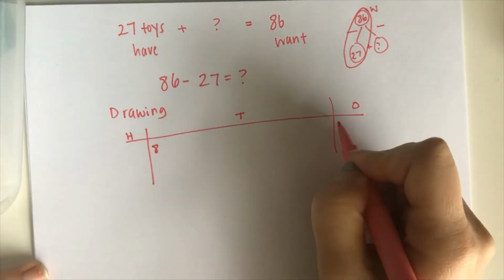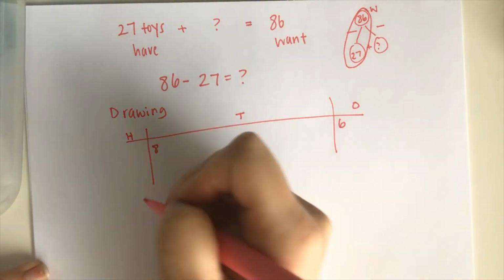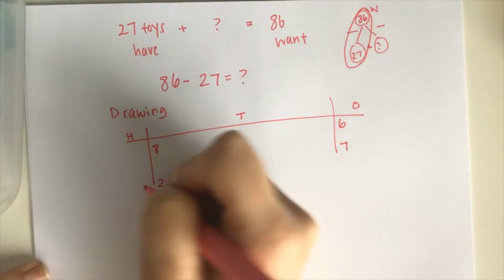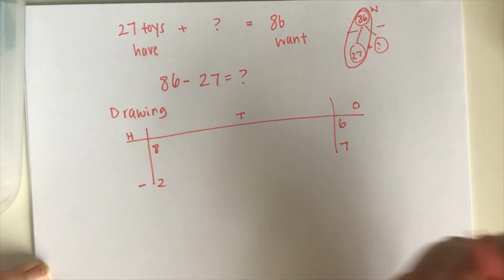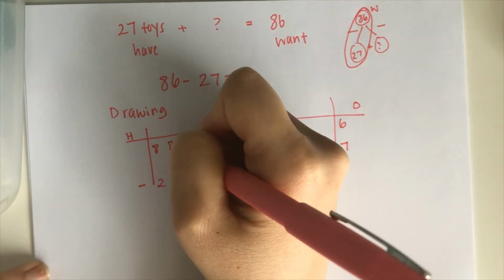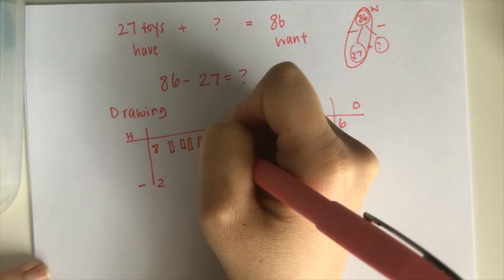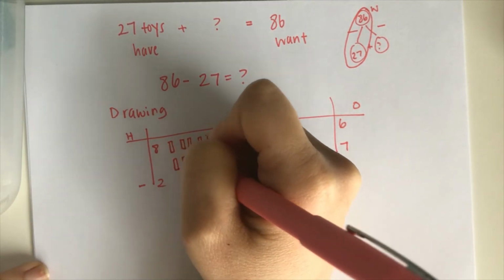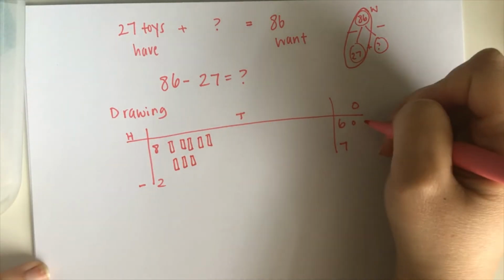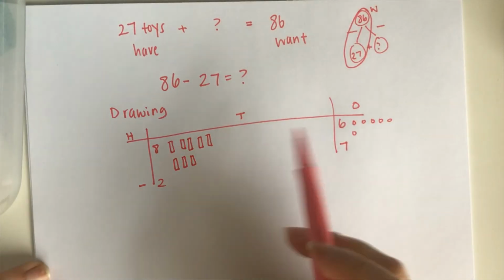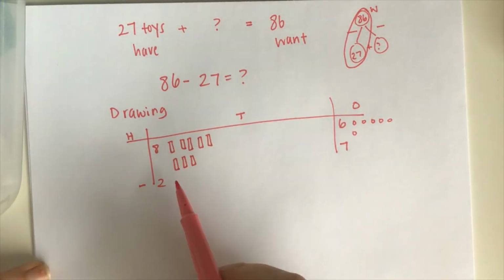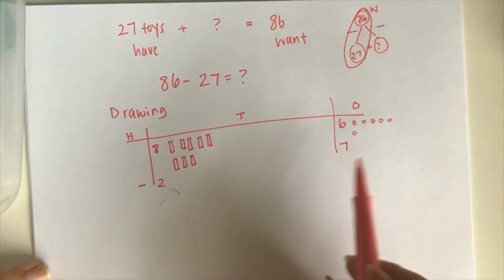I'm going to put the 86 on top here, and then the 27 on the bottom here. And I like to write all the numbers in to tell you that, hey, these are the numbers, this is what we're doing. I'm going to draw our 8 in sticks to show you that these are 10s. And I'm going to draw our 6 in circles to show you that these are 1s. You only draw the top numbers, and then you subtract and cross out the bottom numbers.